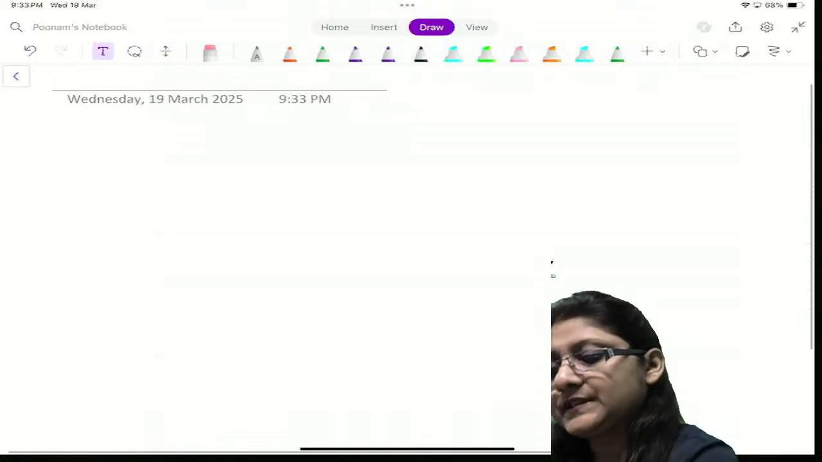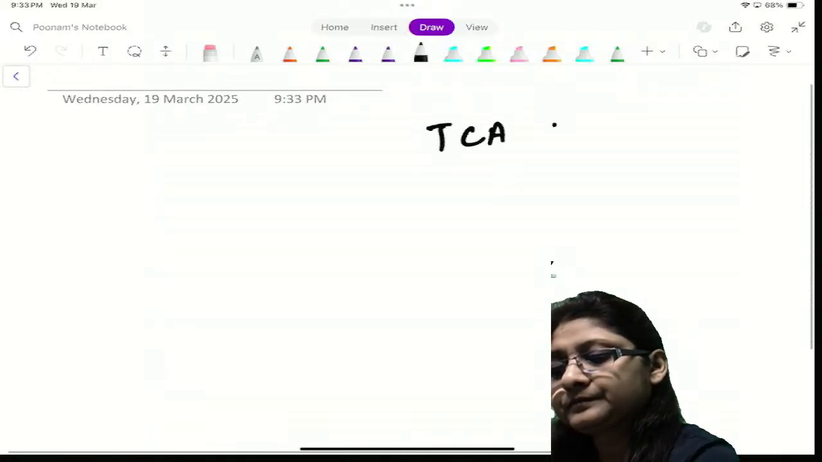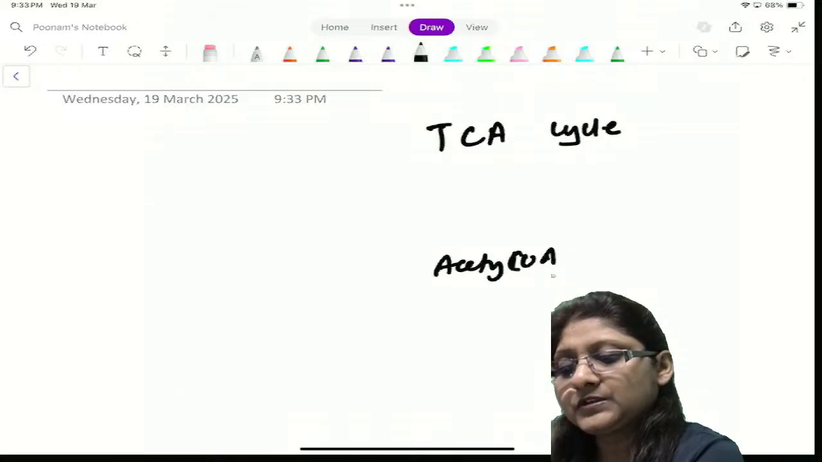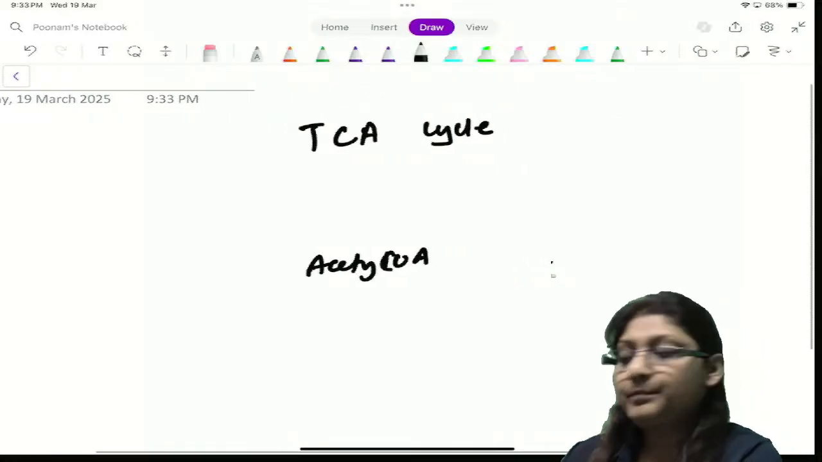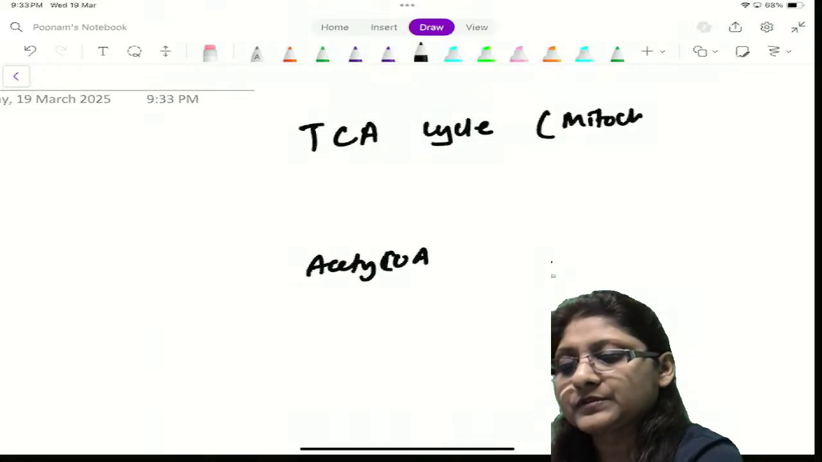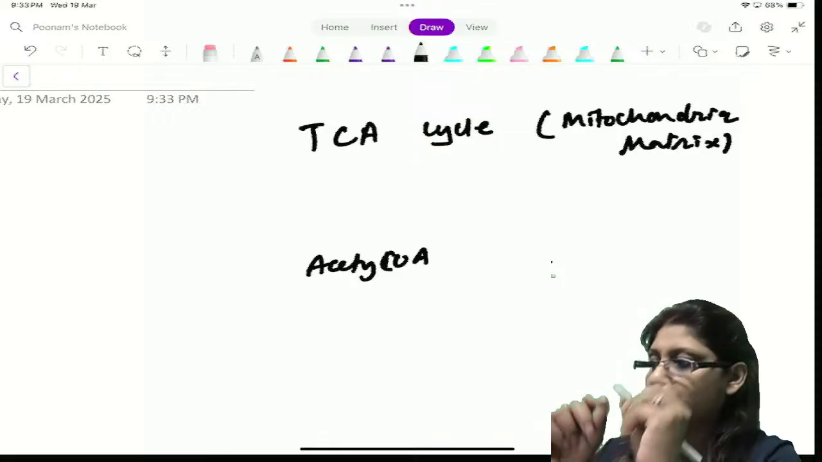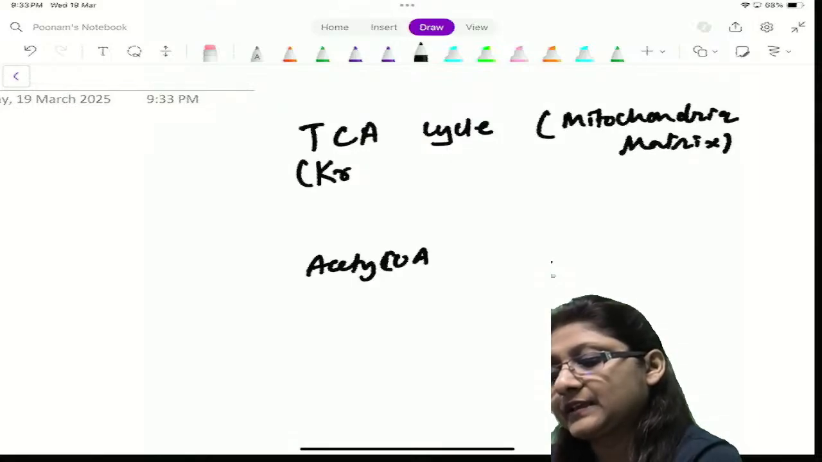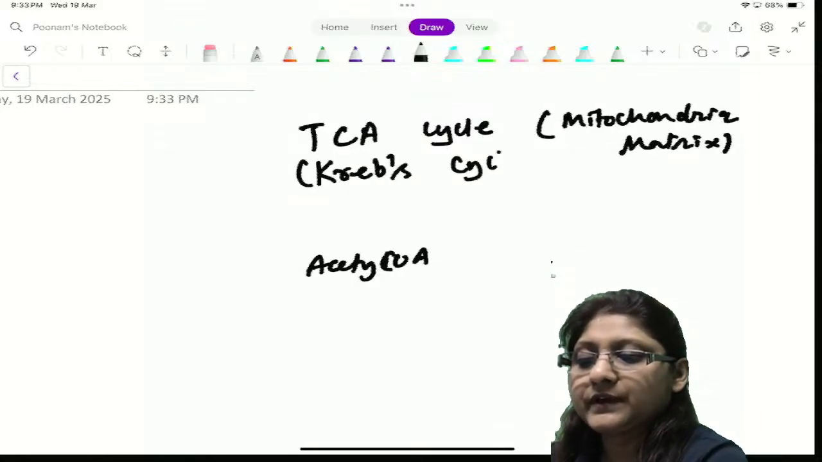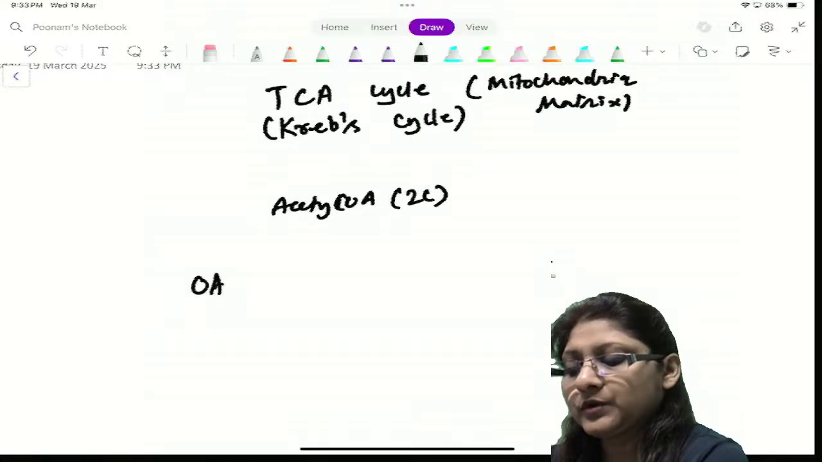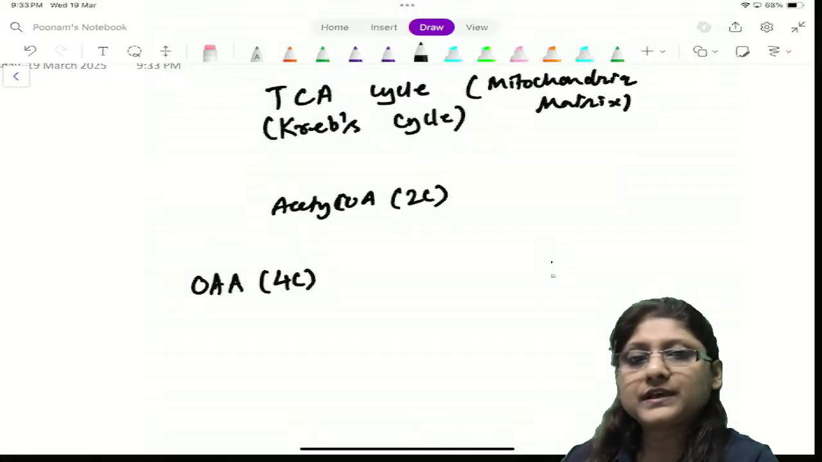When we are talking about the TCA cycle, I write it here. The acetyl-CoA, which is generated from pyruvate oxidation, is going to enter the TCA cycle in the mitochondria matrix. There are a number of reactions which make a circle. That is the reason it is called the TCA cycle, otherwise called the Krebs cycle, because the scientist Krebs discovered it first. This acetyl-CoA is a 2-carbon compound, which is going to condense with 4-carbon oxaloacetate.